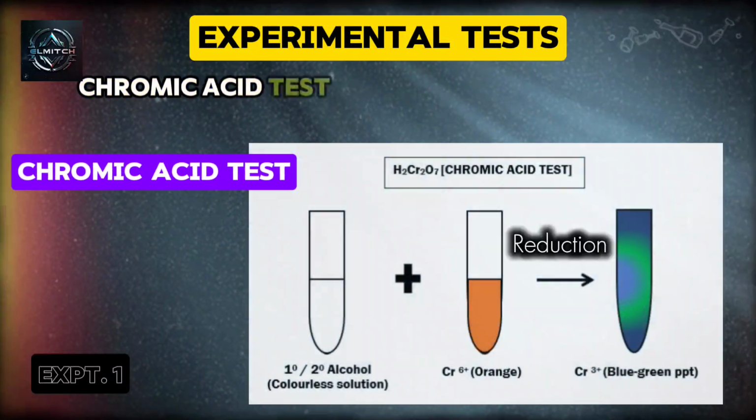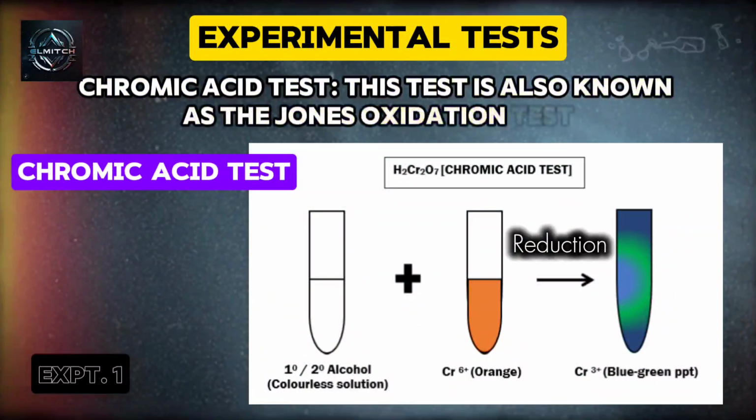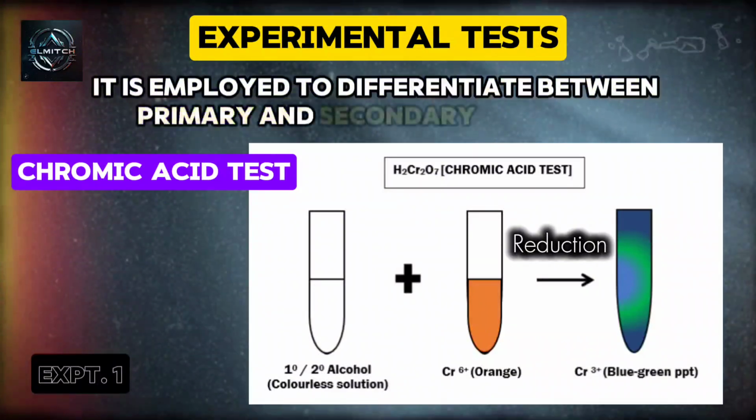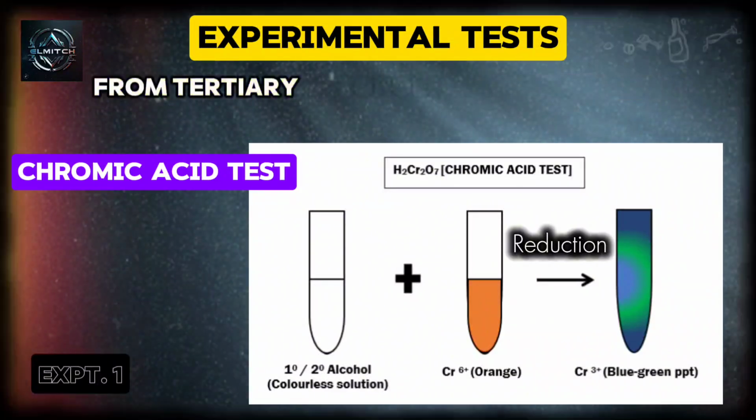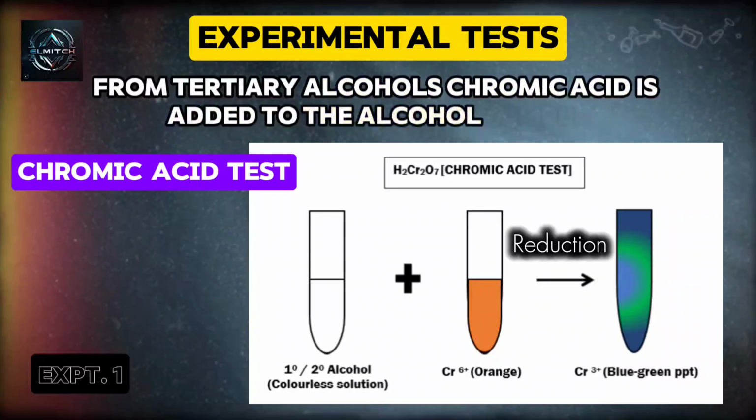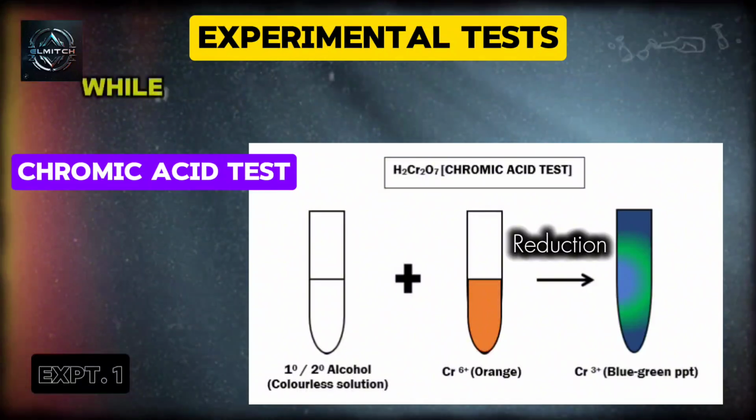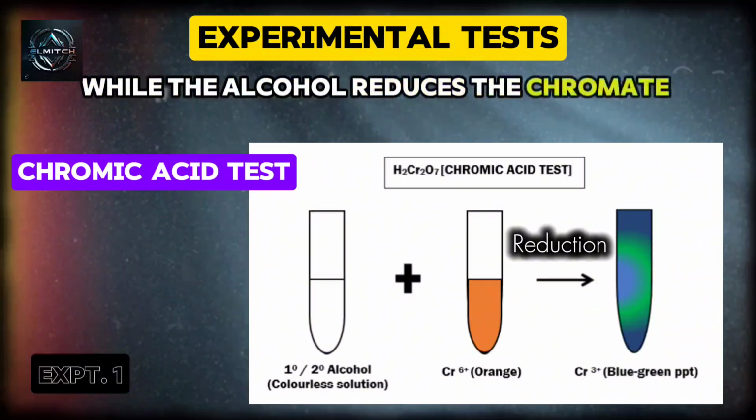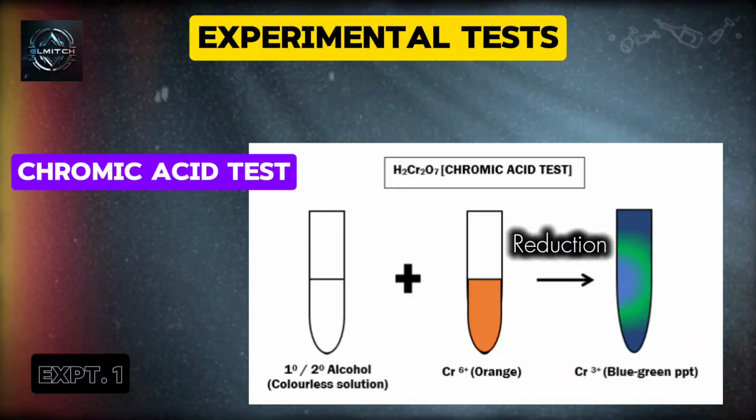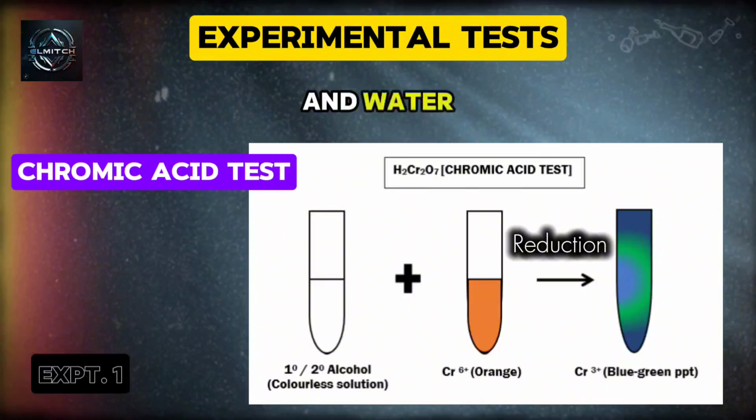Chromic acid test. This test is also known as the Jones oxidation test. It is employed to differentiate between primary and secondary alcohols from tertiary alcohols. Chromic acid is added to the alcohol sample. The alcohol is oxidized by the chromic acid while the alcohol reduces the chromium(VI), orange, to chromium(III), green or blue-green, resulting in the formation of a carboxylic acid and water.